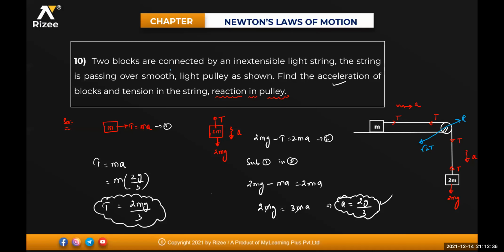Okay, so two blocks are being connected right now here. Two blocks are connected by an inextensible light string. The string is passing over a smooth light pulley as shown. Find the acceleration of the blocks and tensions in the string and reaction in the pulley.